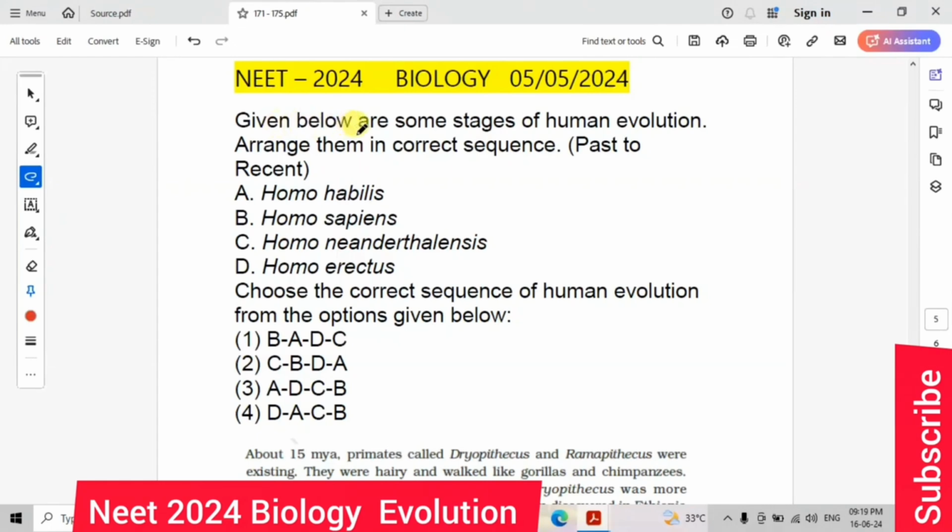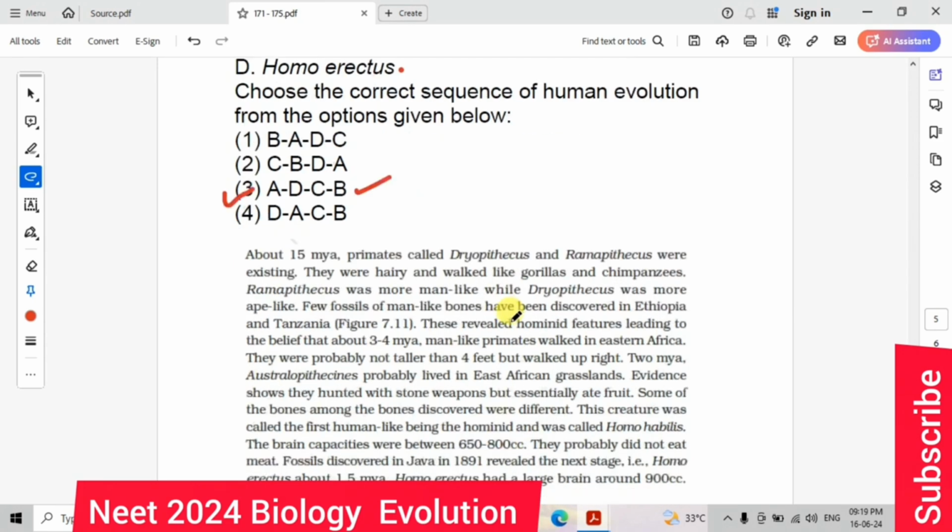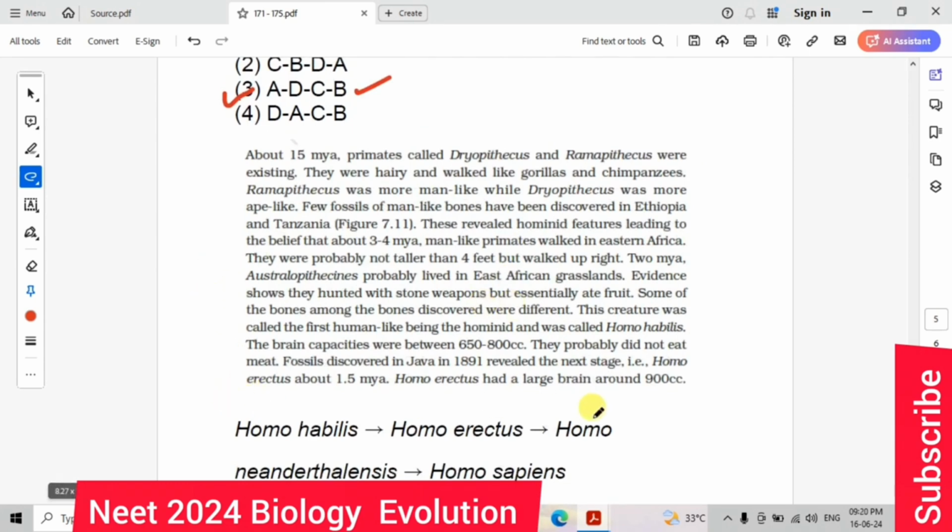Given below are some stages of human evolution. Arrange them in the correct sequence, past to recent, and it is option 3: A, D, C, B is the sequence. First A, Homo habilis. Next D, Homo erectus. Next C, Homo neanderthalensis, and B, Homo sapiens. You can see the NCERT paragraph here, and you can see the sequence of the human evolution from the chapter known as evolution, class 12.